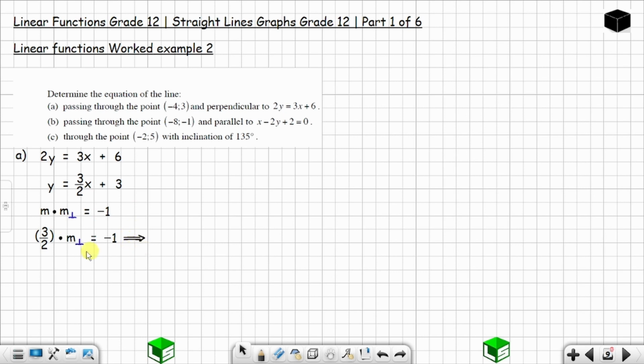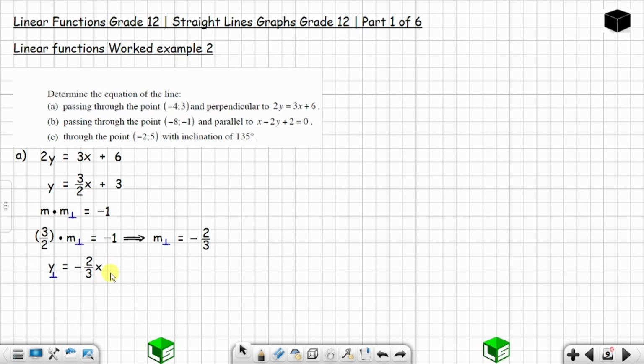Okay, so the gradient of the line which is perpendicular to this is equal to, you multiply by 2 over 3 so that you can cancel, and then you remain with only this. What you do on the left, you also do on the right. So you multiply -1 by 2 over 3 and you get -2 over 3. The gradient of the line which is perpendicular to this line is equal to -2 over 3. Now you have it.